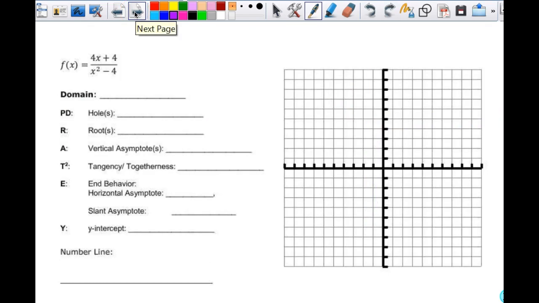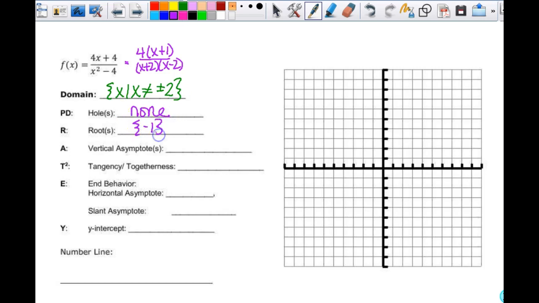Going to start by factoring, so I get 4 times x plus 1 over x plus 2 times x minus 2. So my domain is the set of all x's such that x cannot equal plus or minus 2. I cannot cancel anything out, therefore I do not have any discontinuity. Roots, -1. Vertical asymptotes are at x equals -2 and x equals 2.